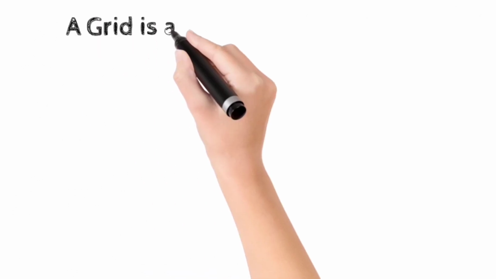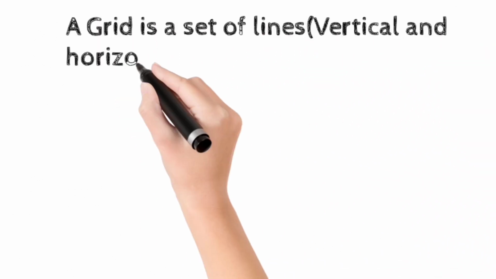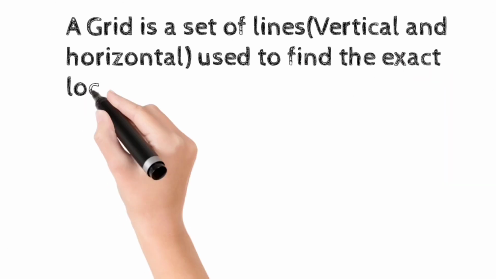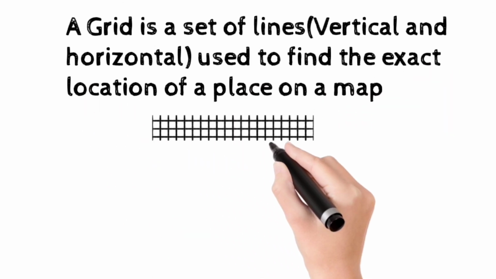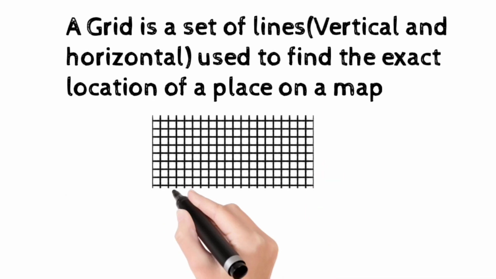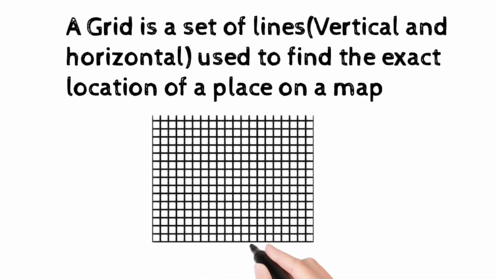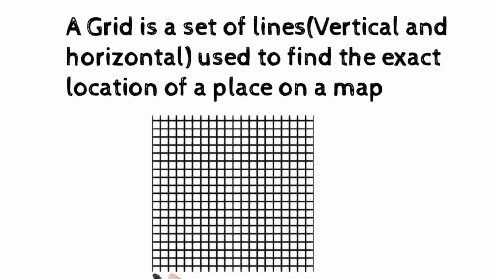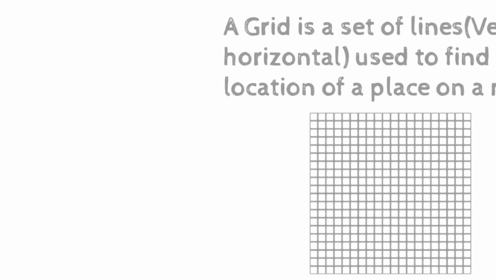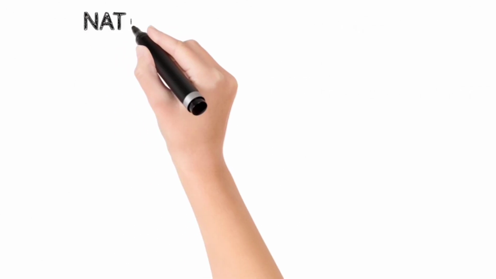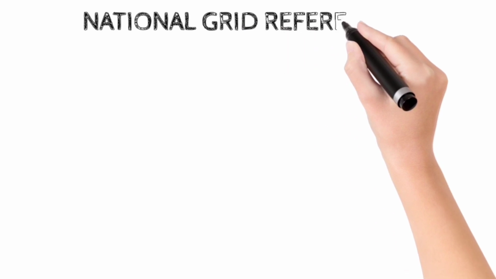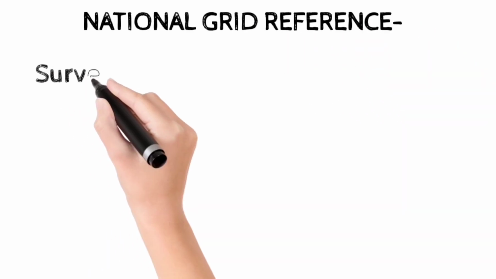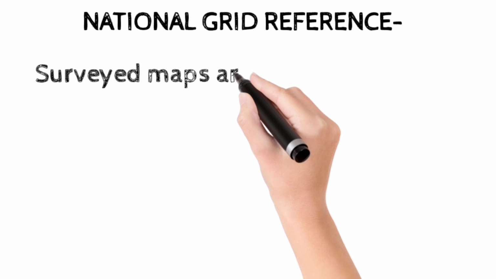So as we already discussed, a grid is a set of vertical and horizontal lines used to find the exact location of a place on a map, which looks like this. In the metric system of National Grid Reference, surveyed maps are drawn to the scale of 2 cm equal to 1 km, which means 2 cm on the map is equal to 1 km on the ground.